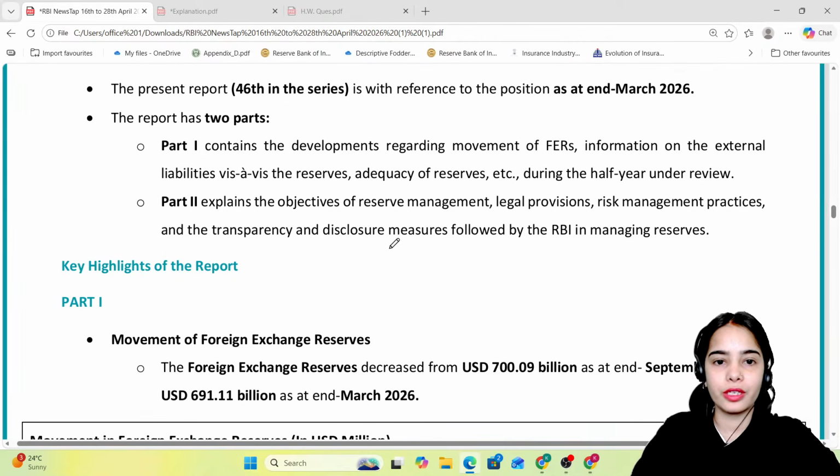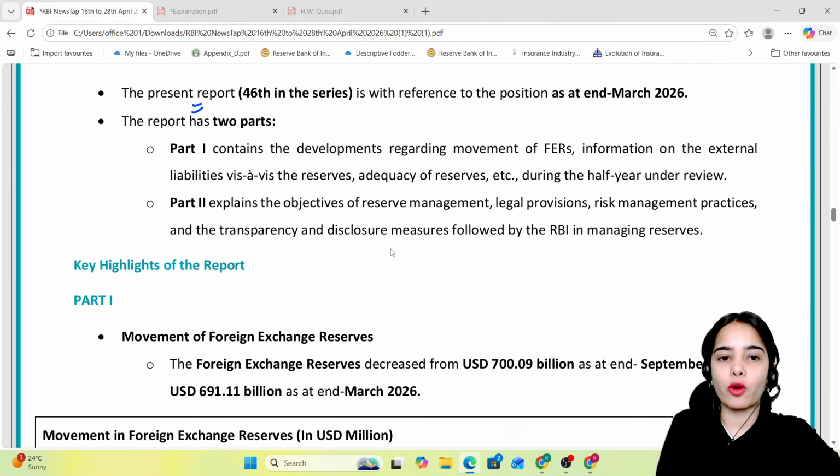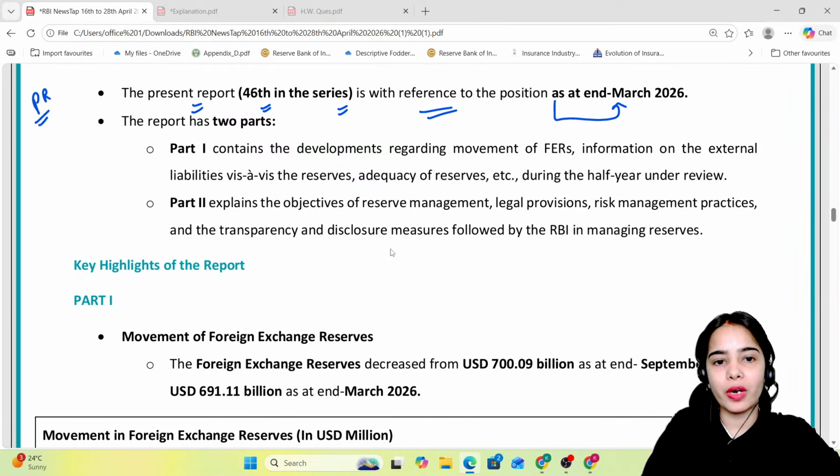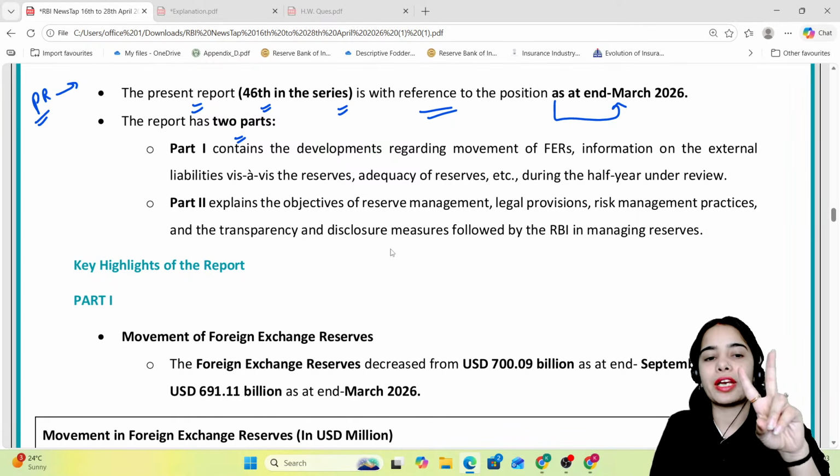I hope this is clearly visible. The present report is the 46th in the series, and this is with reference to the position as at the end of March 2026. So the present report provides the data as at the end of March 2026. Now the report has two parts. So the whole report is divided into two parts.